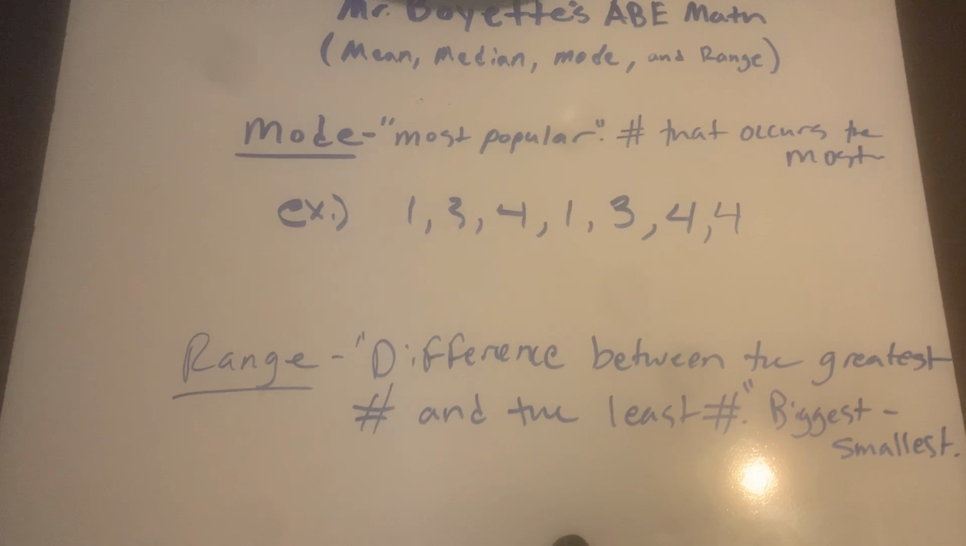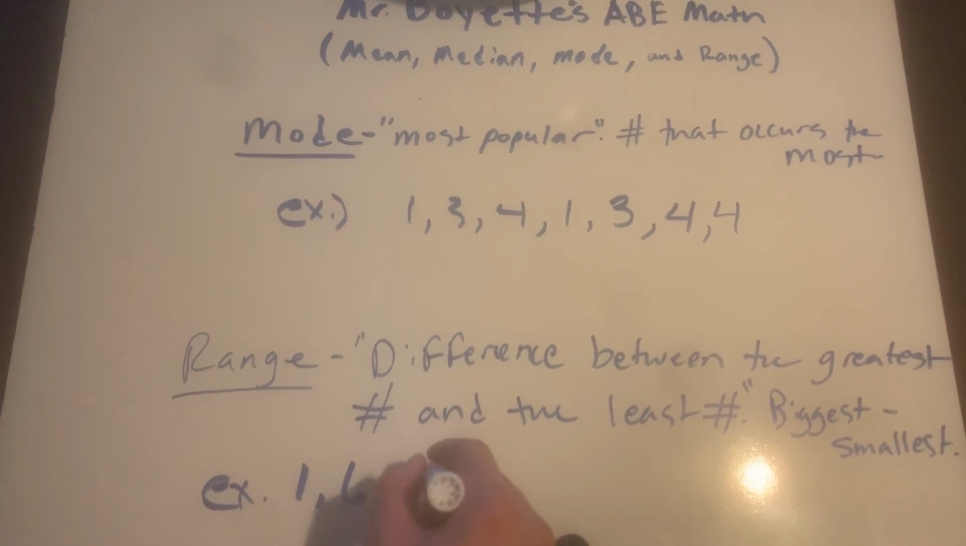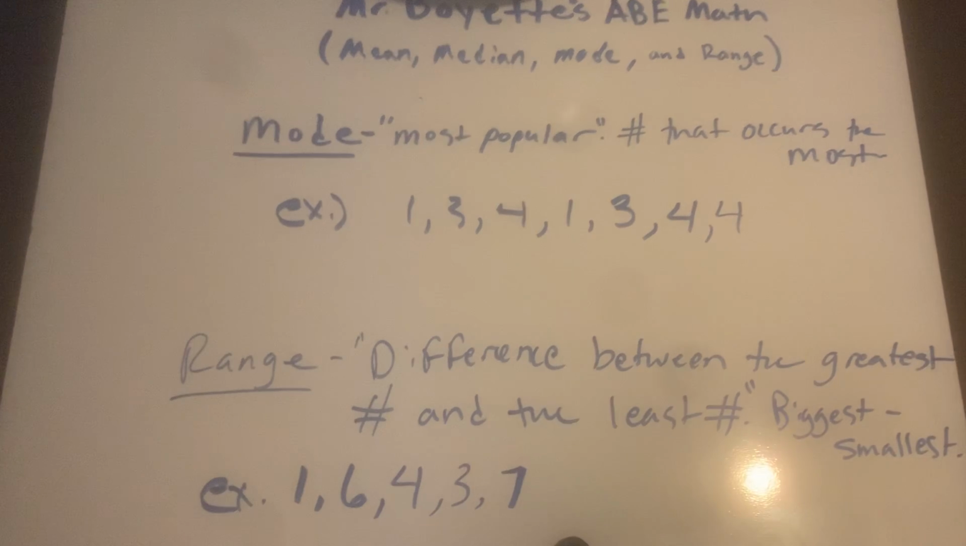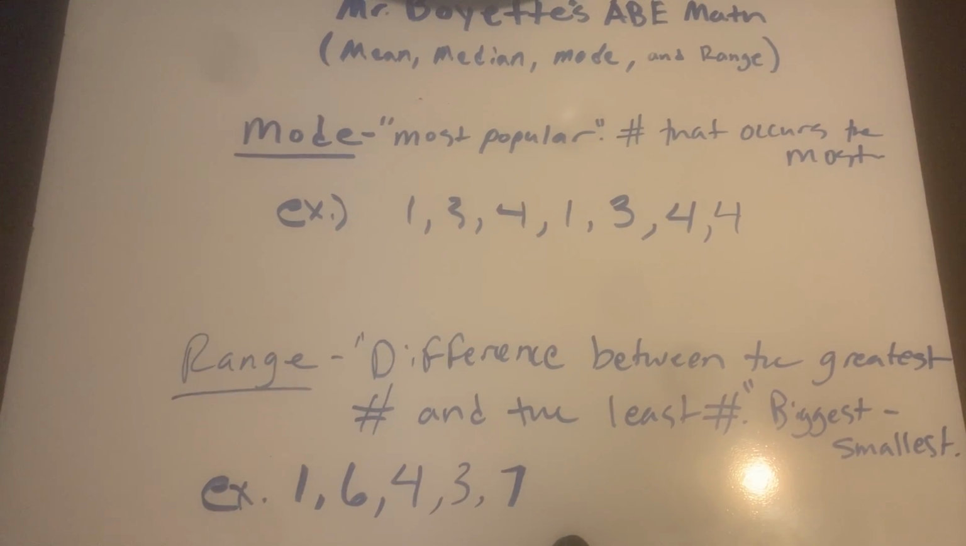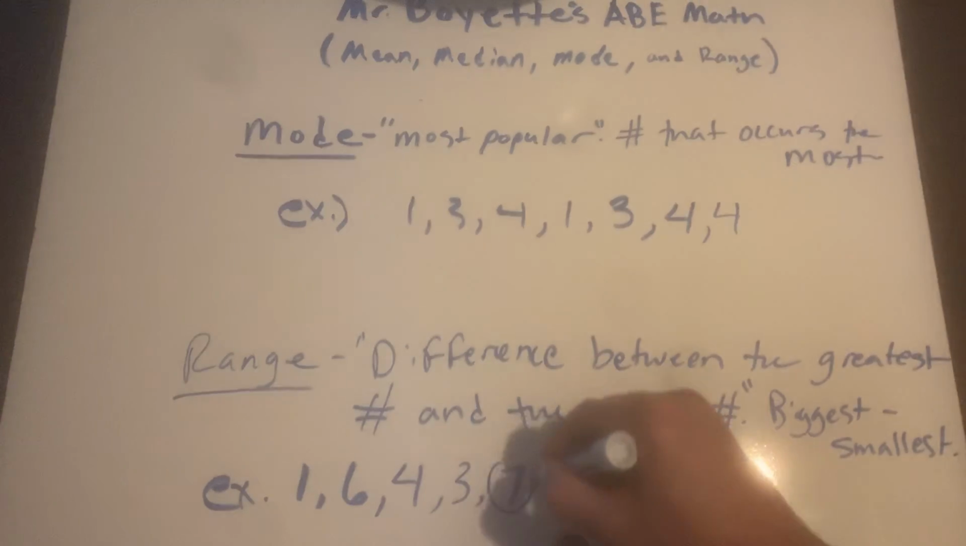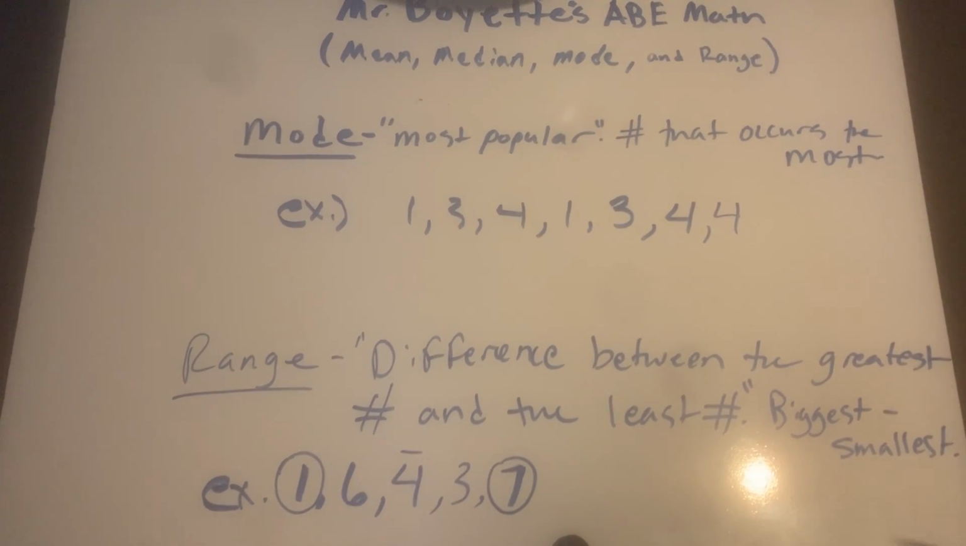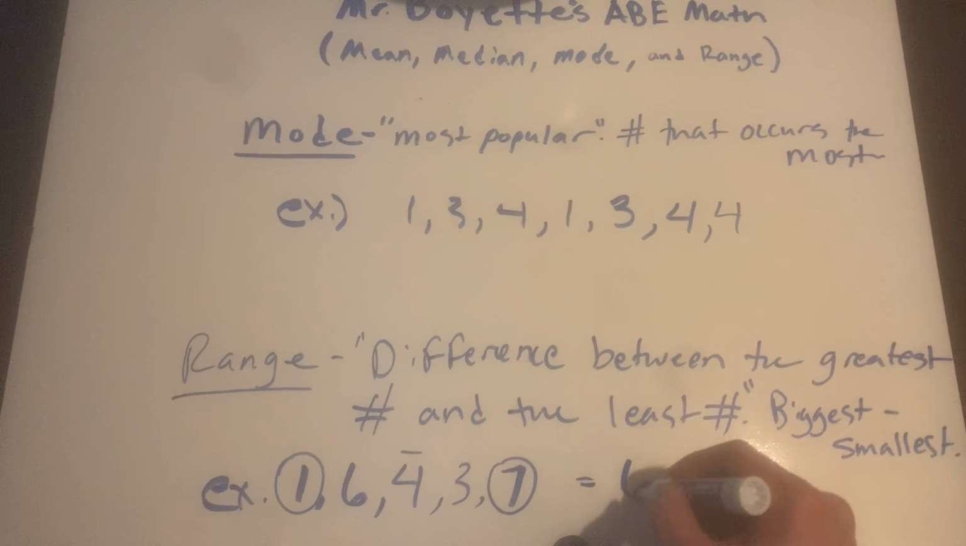Okay, so an example of that, let's actually create a new example here. Hopefully everyone can see that. Let's say we have a data set of 1, 6, 4, 3, and 7. You're going to pick the greatest number, which in this case is the 7, and you're going to subtract the least number from it, which is the 1. So you're going to go 7 minus 1, and that is going to be 6. And that's your range.